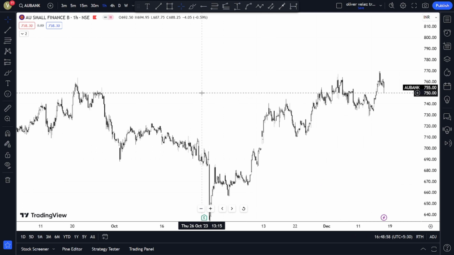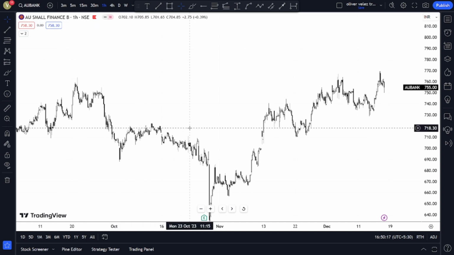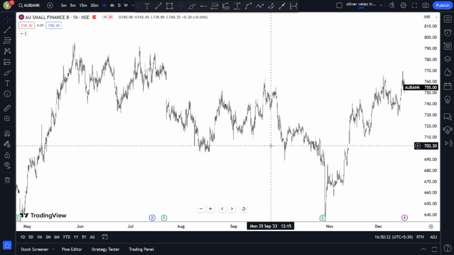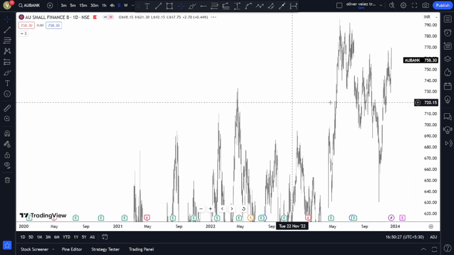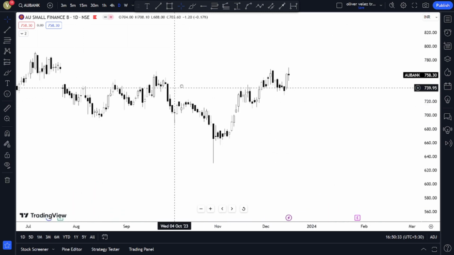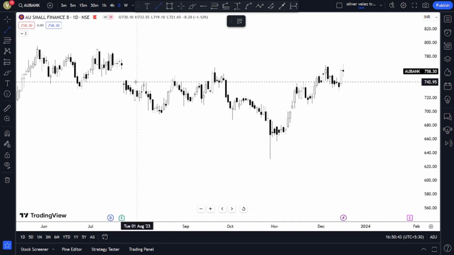Today we are discussing one particular swing trading stock I got. That is AU Small Finance Bank. This is the 1 hour time frame, so let's go to the daily time frame, where we can see a clear picture. So here is the daily time frame. We can draw lines or patterns in the daily time frame, in the major time frame.